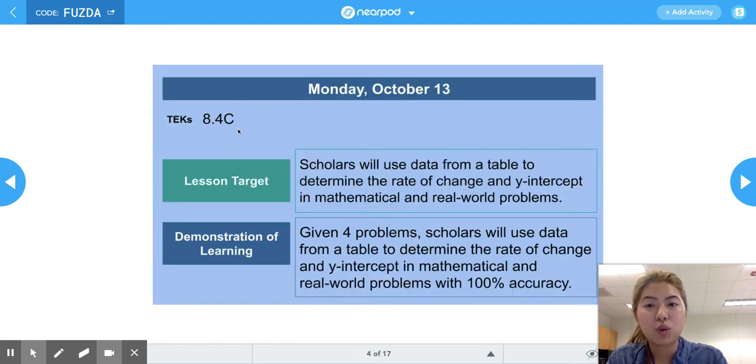Today's TEK is 8.4C. Our lesson target is that scholars will use data from a table to determine the rate of change and y-intercept in math and real-world problems. And your DOL is given 4 problems. Scholars will use that data from a table to determine the rate of change and y-intercept with 100% accuracy.